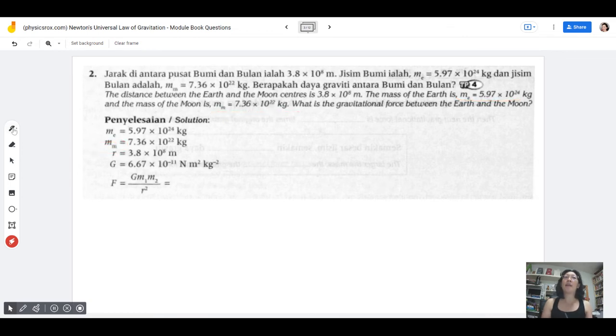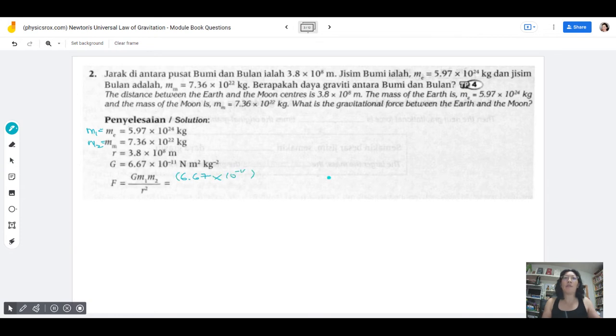Now you can take Earth as object 1, so this would be m1. And you can take Moon as object 2, so this will be m2. Even if you swap it around and make Moon the object 1 and Earth as object 2, it doesn't matter because basically you're counting the product of the masses. So that's why it really doesn't matter. As long as you put the correct values of the masses in, you will be fine.